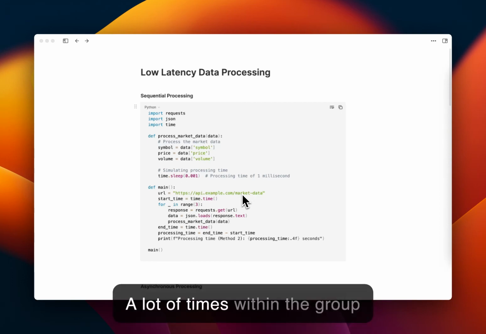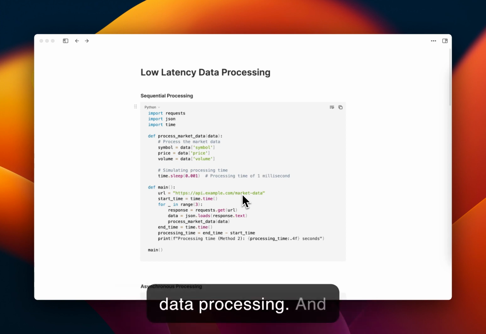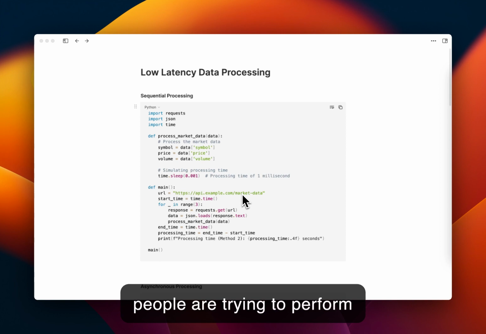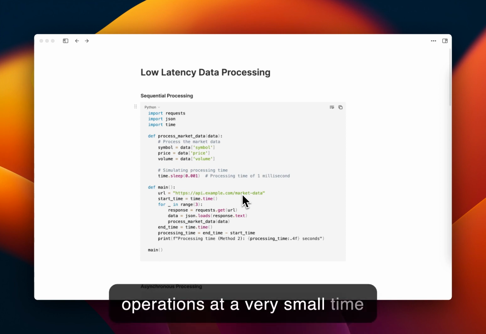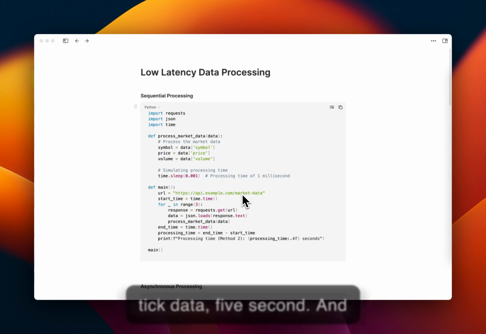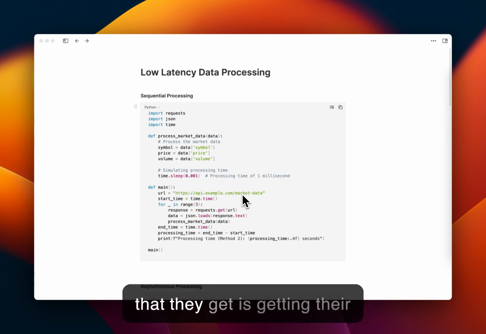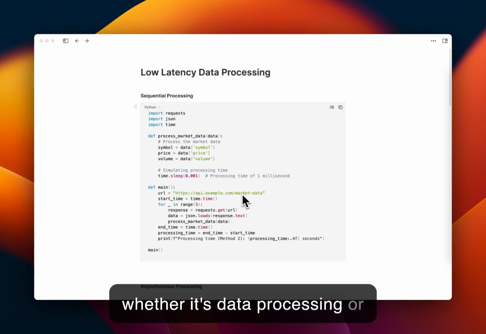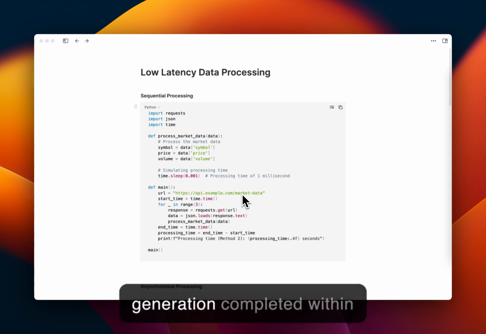A lot of times within the group and over comments, there's a very common question: how do we handle low latency data processing? Essentially the idea is that people are trying to perform operations at a very small time window, second level, tick by tick data, 5 second. And fundamentally the challenge that they get is getting their computations or processing, whether it's data processing or strategy execution or signal generation, completed within the required time window to avoid slippage.